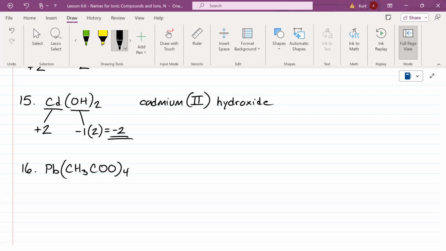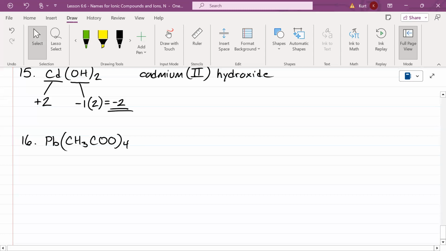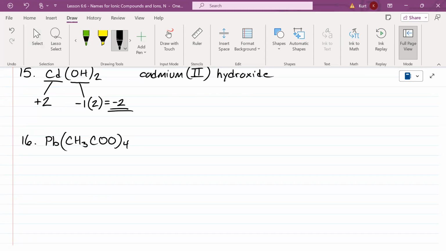Pb(CH3COO)4. Okay. Lead is variable. You don't know if it's lead 2 or lead 4. So we will come back to that. But I do know, you just had this a couple problems ago, that this is acetate. So I'll go ahead and write it down. That is one of the 8 you must memorize. And acetate by itself has a -1 charge. I see that there are 4 of them. So -1 times 4 is -4.